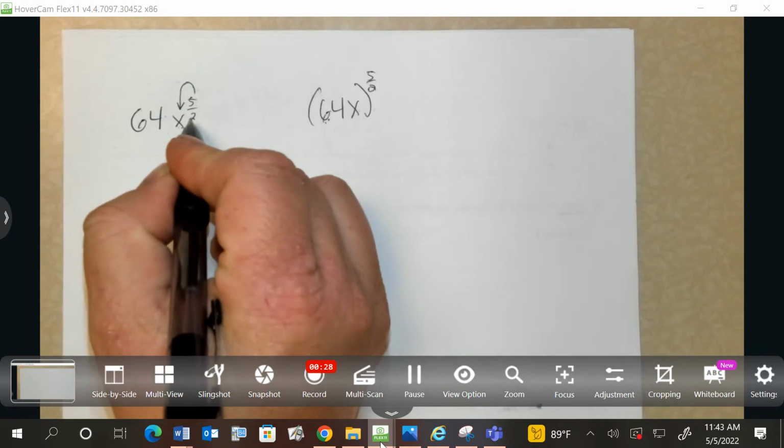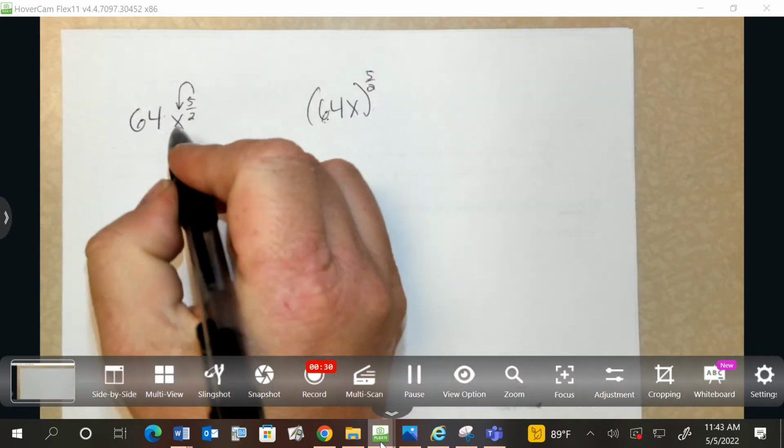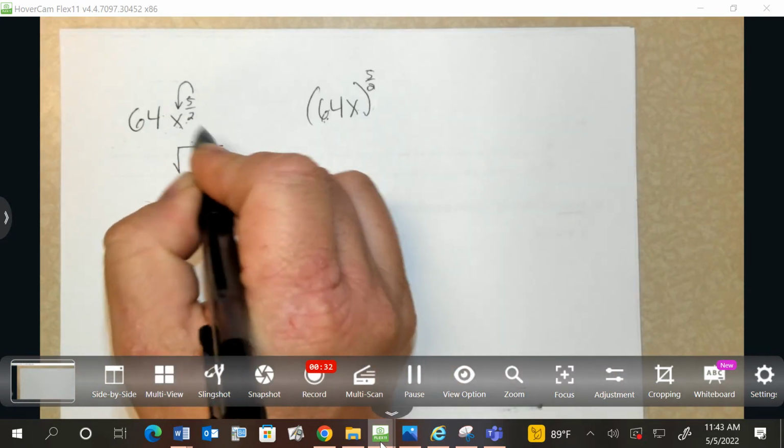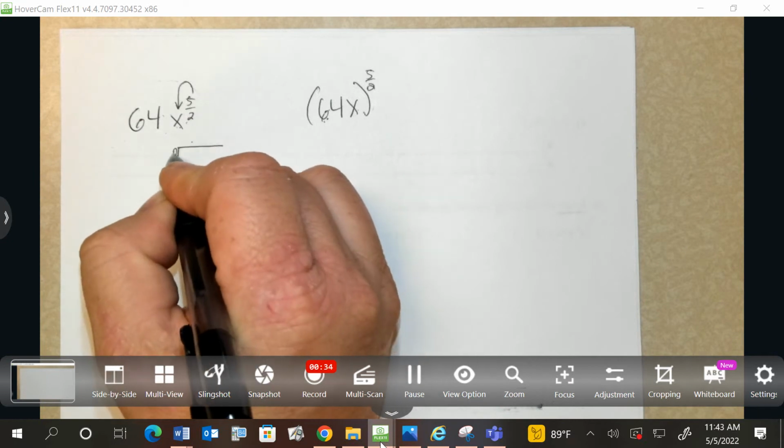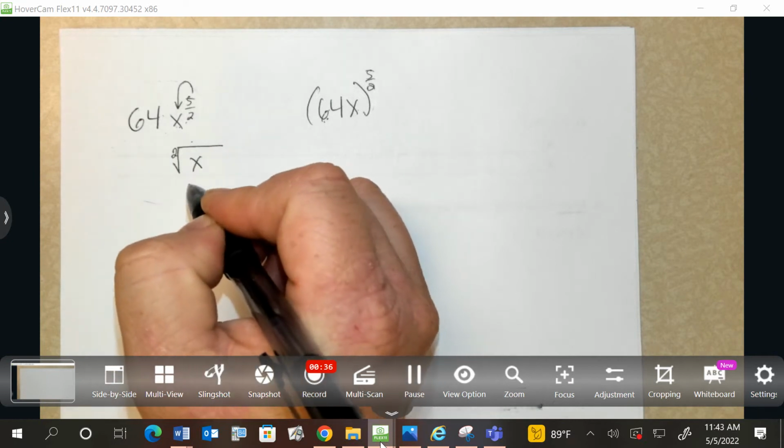So what do I do here? If I'm going to rewrite this, I'm going to make my radical symbol. Remember, the bottom number always goes out front. And I have two choices that are correct.